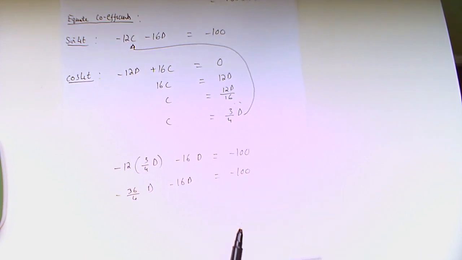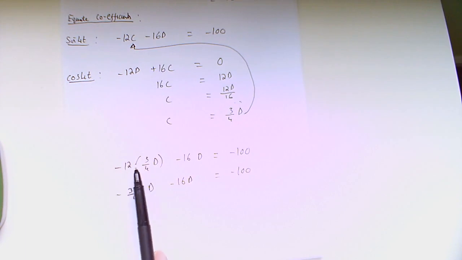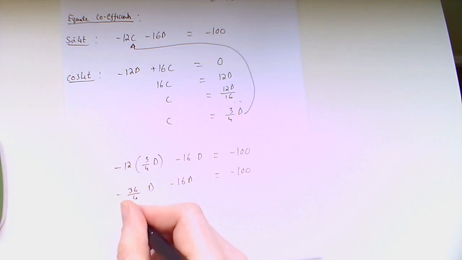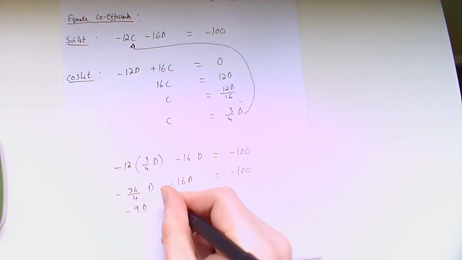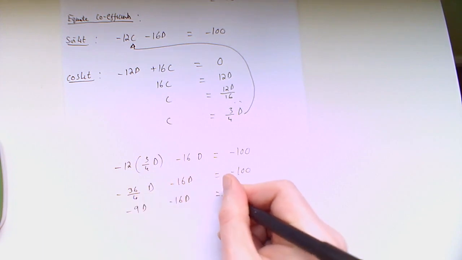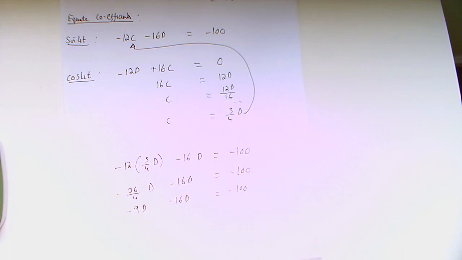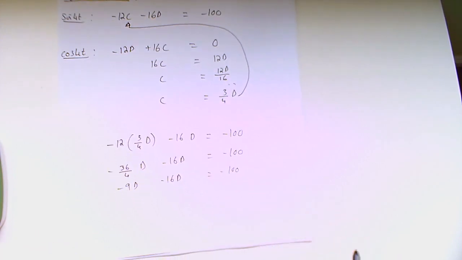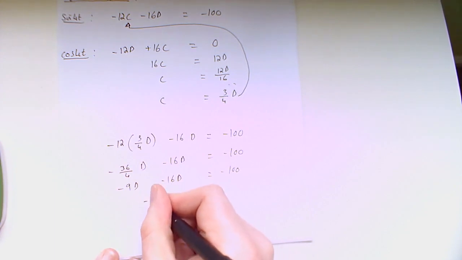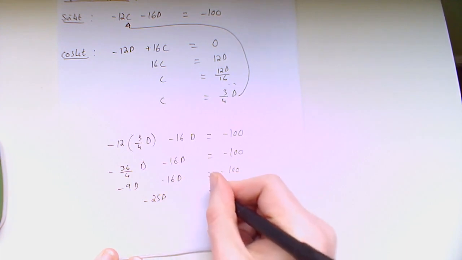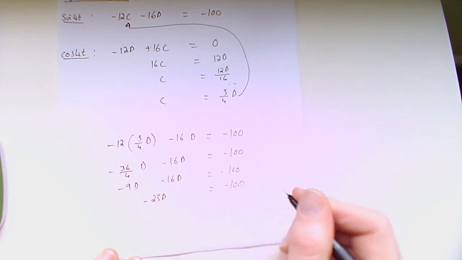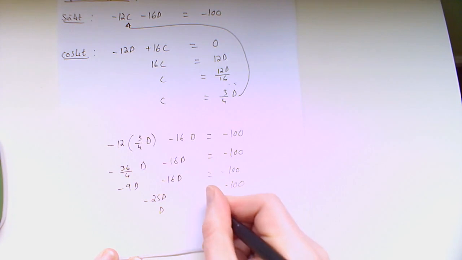Remember, if you're multiplying a fraction by a number outside, it's only the top of the fraction that multiplies. Negative 36 over 4 is negative 9, so it's negative 9d, take away 16d equals negative 100. Looks like it's going to give me a nice number, which is good. So negative 9d, take away 16d is negative 25d. And then all I need to do is divide.